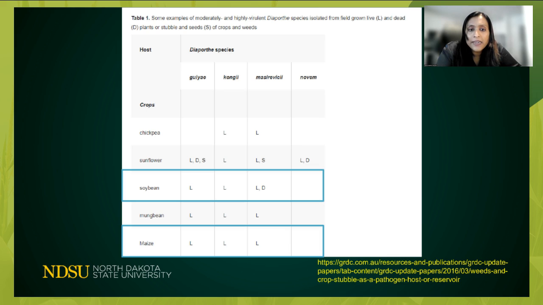Granted, soybean may not be directly rotated with those, but if you think of the rotation, what we have in the United States is soybean and corn, and their studies have shown where they have isolated Diaporthe species out of corn live plants. So L stands for live, D is dead, S is like surviving plants. And so the one thing to keep in mind is the soybean corn rotation may not help with reducing the inoculum of these pathogens. We don't see symptoms on corn, but the fungus can live in the corn plant and then transmit it to the soybean the next season.